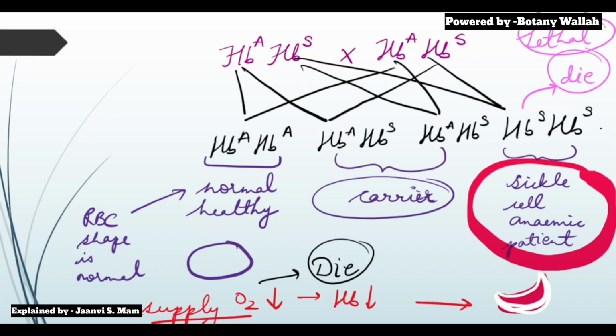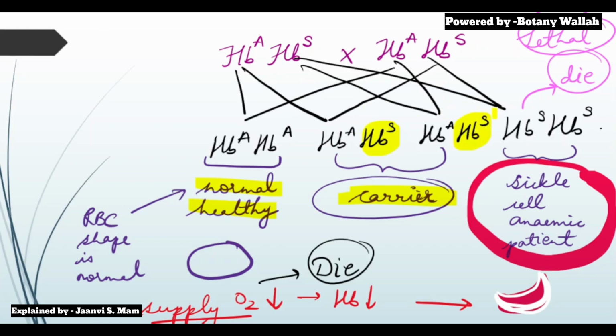So how many conditions are there? Actually, there are three conditions. One is a normal, healthy person. One is a carrier person, which is not having any issue. It's just living normally. Okay, but a little bit of issue will be there because it is having one allele for that, but not that much issue.